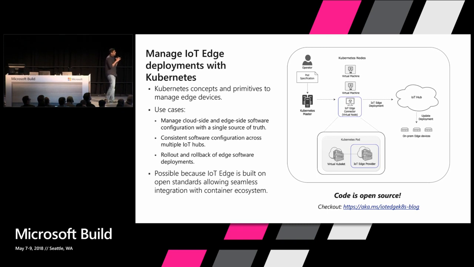And then the IoT Edge deployment is shipped back to the backing IoT hub for this virtual node. The IoT hub, in turn, pushes this deployment down to all the targeted devices. So that's how the whole flow works from the cloud, through the virtual kubelet, through the edge provider, down to all of your edge devices. So that's the architecture. I think it's quite nifty.